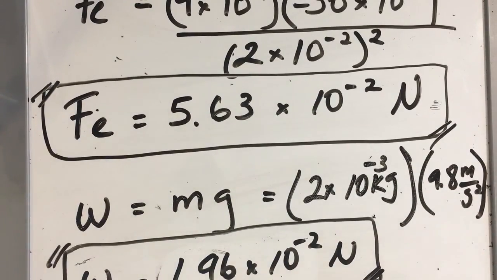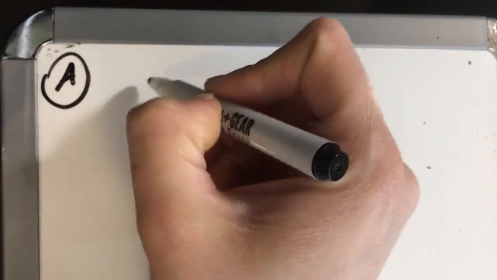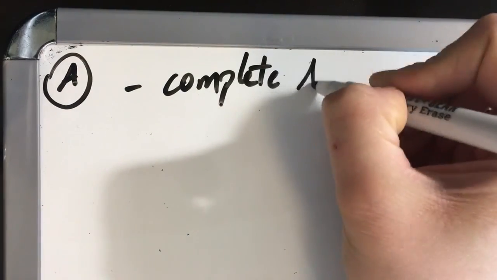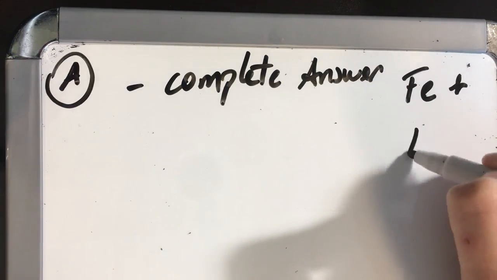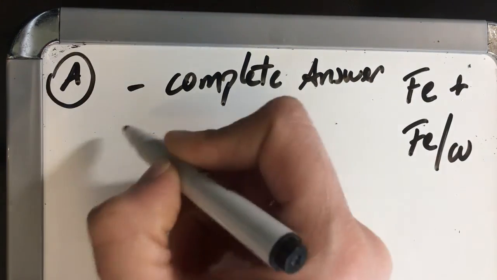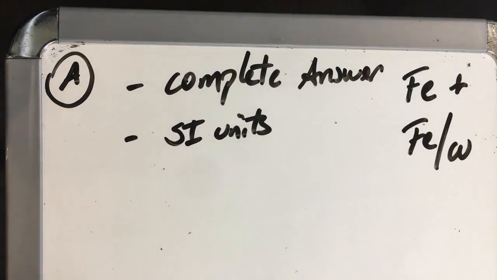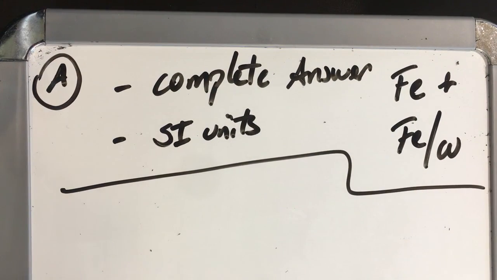So finally, the last thing that we have to do is our assessment. We have our assessment. We have a complete answer. We calculated Fe and Fe over W. And we have SI units. I think that's enough for the assessment of this exercise.